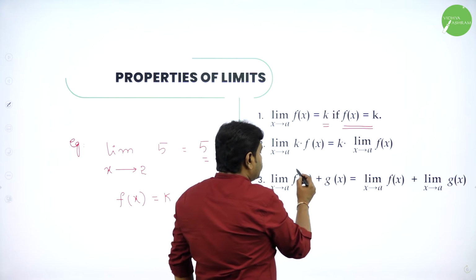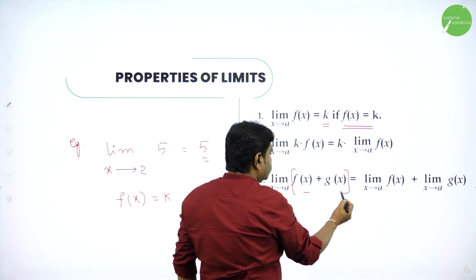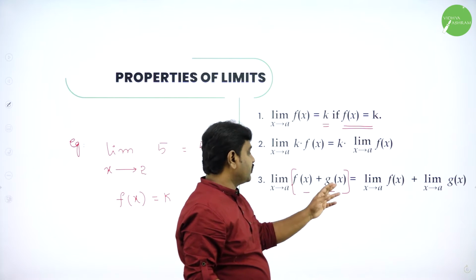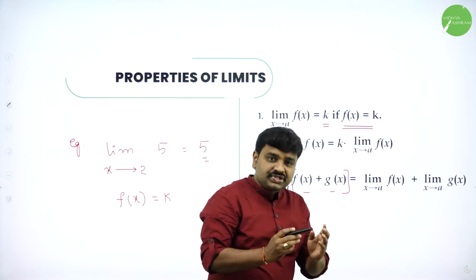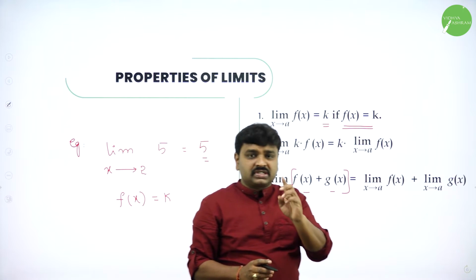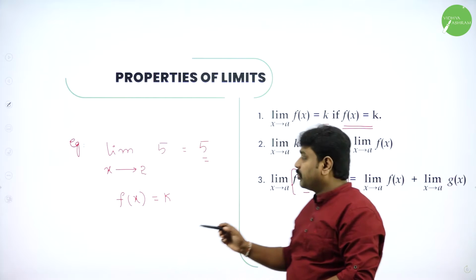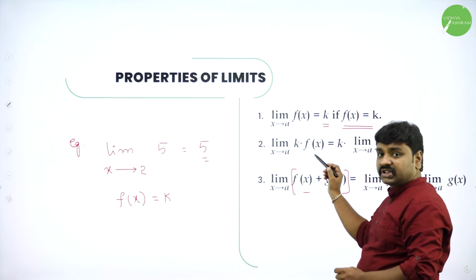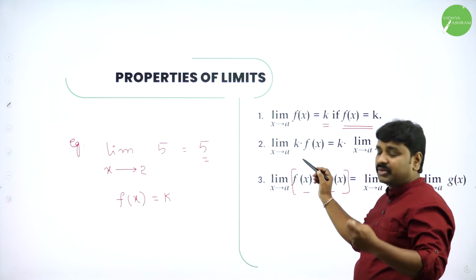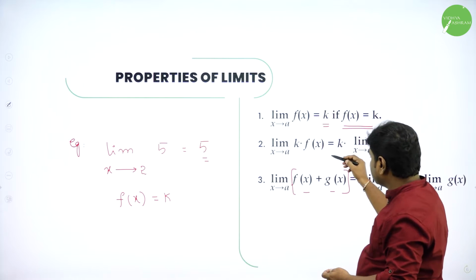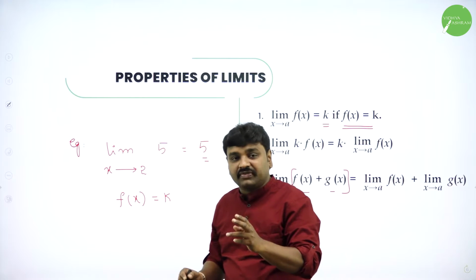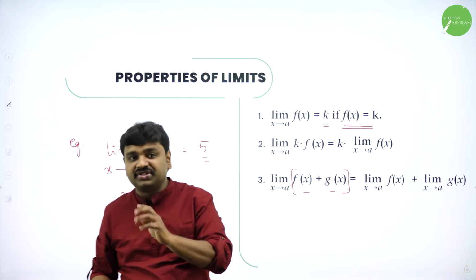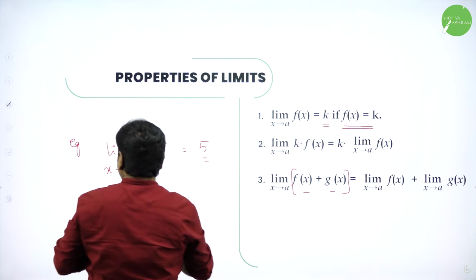If you have f of x plus g of x, the sum of 2 functions, you can apply the limit separately for each function: limit x tends to a of f of x plus limit x tends to a of g of x. The first property is the limit of a constant is constant. Second property, if you have a constant into a function, constant means any number in maths, k into f of x, you can take the constant out and apply the limit. Third one, limit of f of x plus g of x is limit f of x plus limit g of x. Then we have other properties.